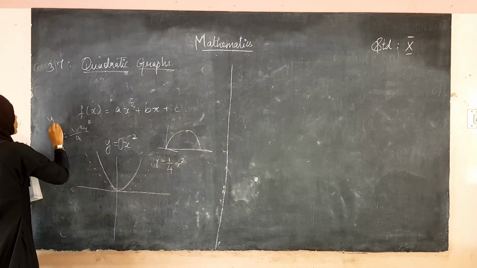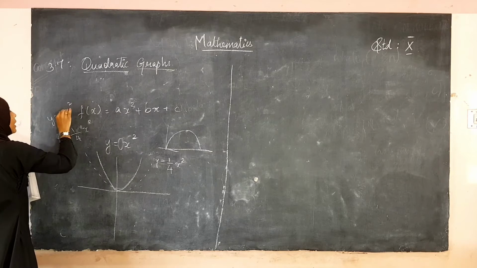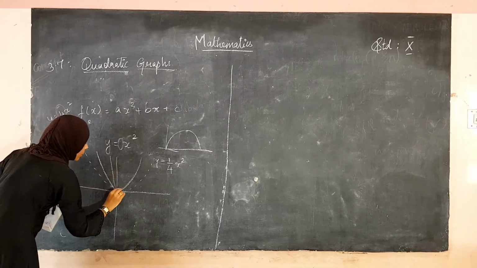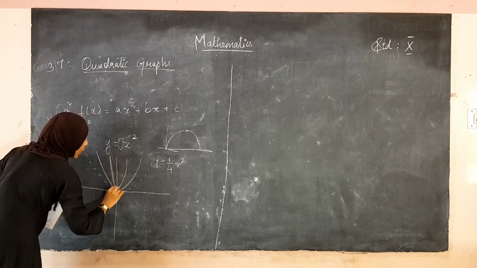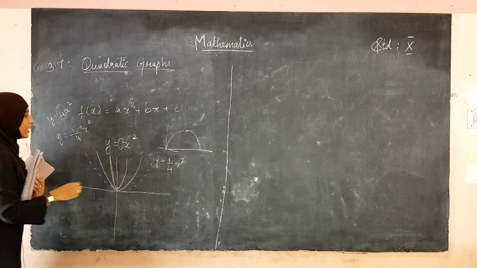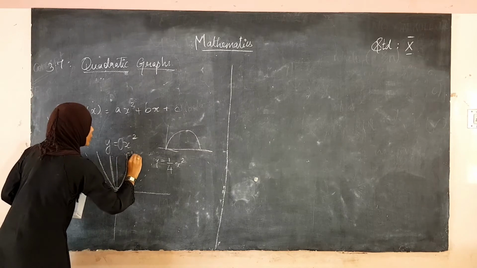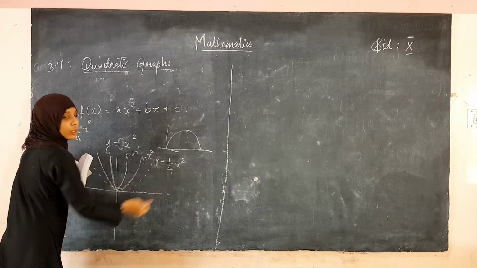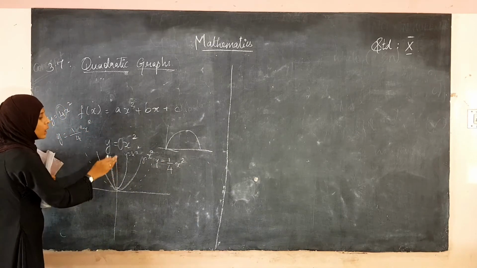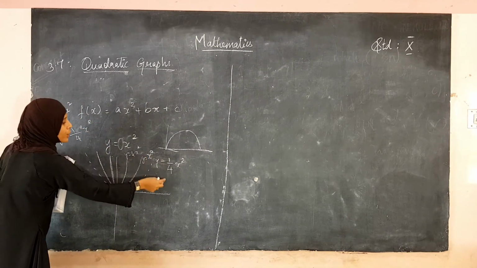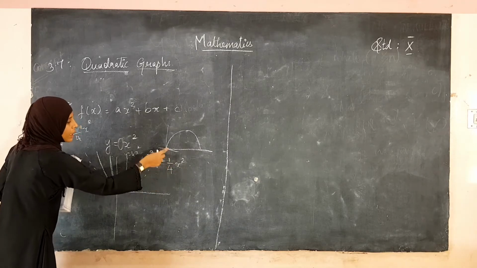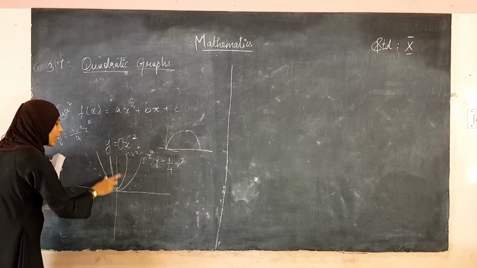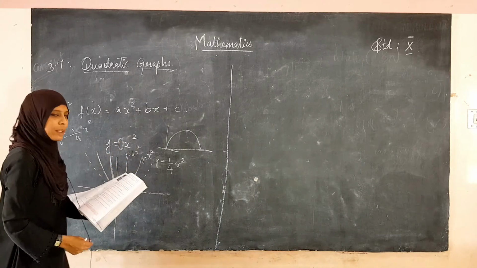See here, y = 4x². When the coefficient is larger, what happens? The parabola will be like this. The wideness of the parabola decreases. This is y = 4x². This is y = x². This is y = (1/4)x². So from this what can we see? We can see that when the coefficient of the equation becomes less, the graph will be wider. When the coefficient is larger, the graph will be less wide. That has been given in your book.